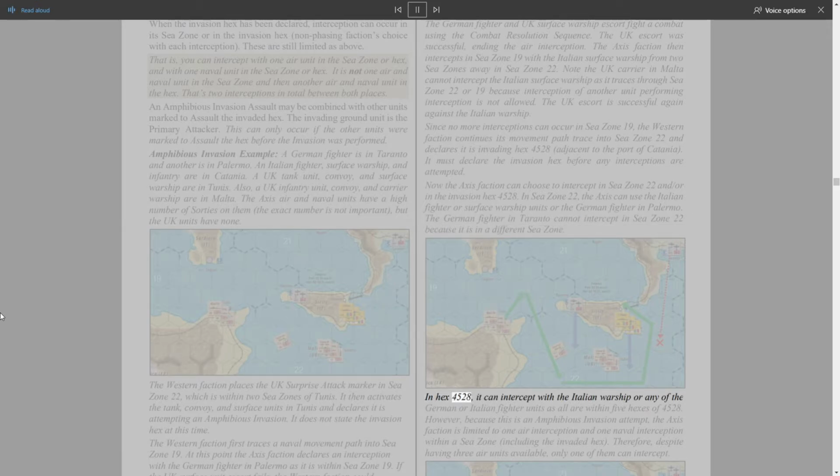In Hex 4528, it can intercept with the Italian warship or any of the German or Italian fighter units, as all are within 5 hexes of 4528. However, because this is an amphibious invasion attempt, the Axis faction is limited to 1 air interception and 1 naval interception within a sea zone, including the invaded hex. Therefore, despite having 3 air units available, only one of them can intercept.